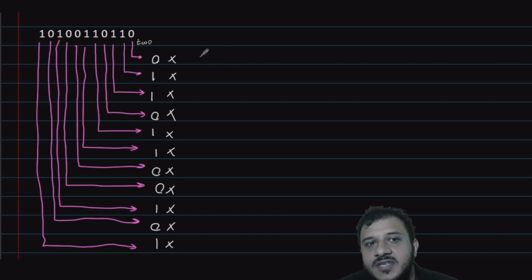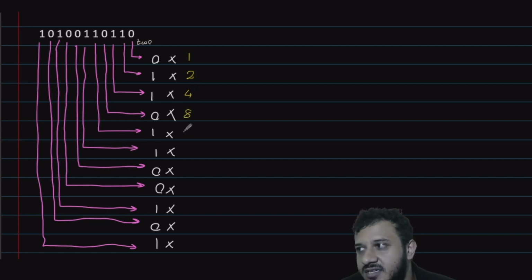Let's start with the powers of 2. 2 to the power of 0, how much is that? 1. 2 to the power of 1 is 2. 2 to the power of 2 is 4. 2 to the power of 3, 8. 2 to the power of 4, 16. Power of 5 is 32. That means there's a 1 for 32 here.